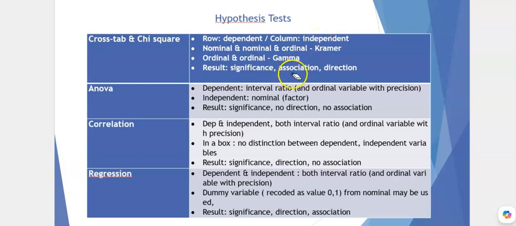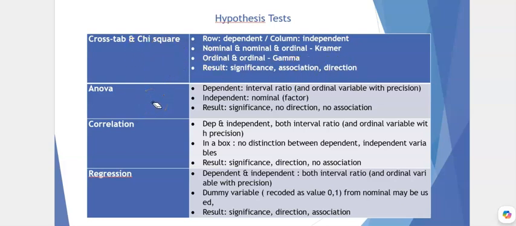And then if there is an association, you will see, for example, that men use Twitter more and women use Instagram more, etc. So you can find the result from this test. That is also about the direction and the association, whether they are very closely related or very weakly related. So we can find all these three things from the chi-square test.